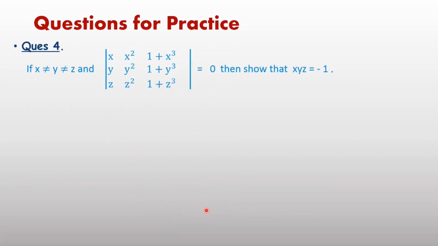Then next question number 4. If x not equal to y not equal to z and this equal to 0, then show that xyz equal to minus 1. So your objective here is again just use property and try to introduce maximum number of zeros. Or since x not equal to y not equal to z, it implies try to find out x minus y, y minus z and z minus x using properties. And after that, then you can solve it.